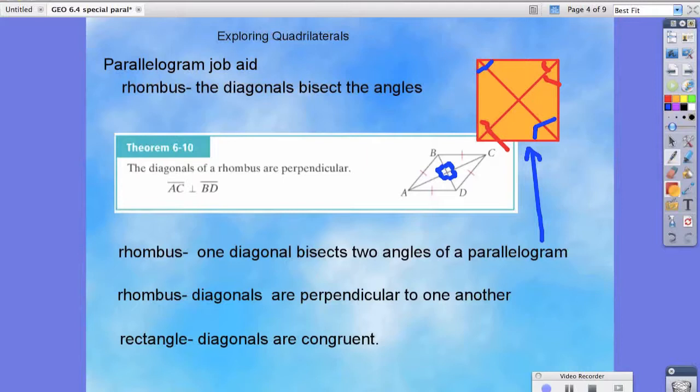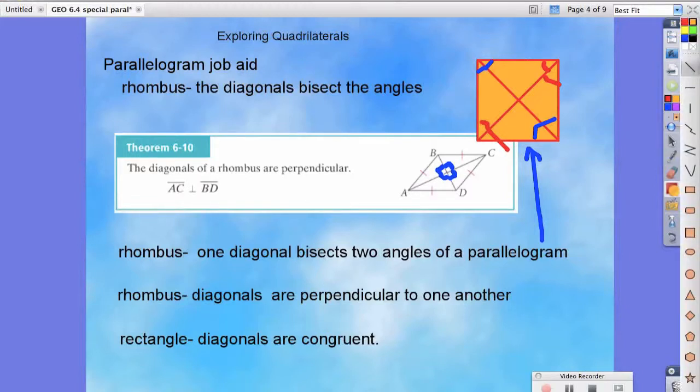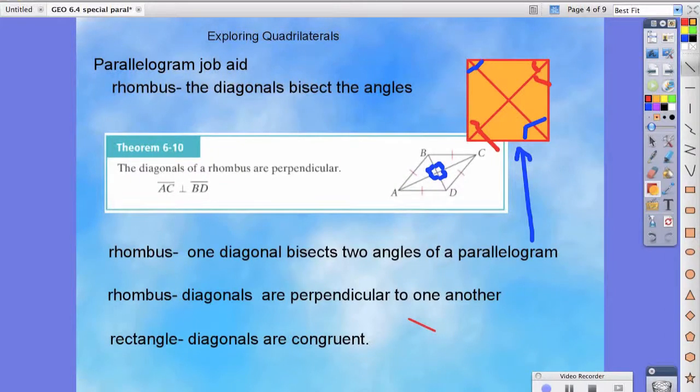So let's pull up a quick image. We have this rectangle, and in this rectangle, this line segment and this line segment are congruent, and this is the case in a rectangle.